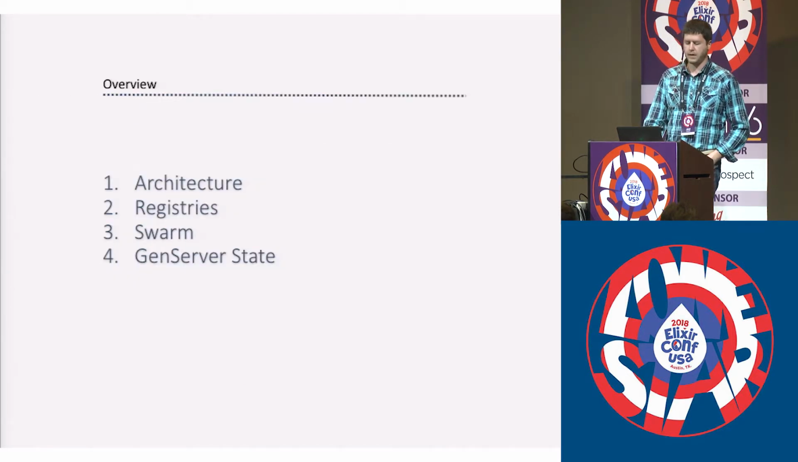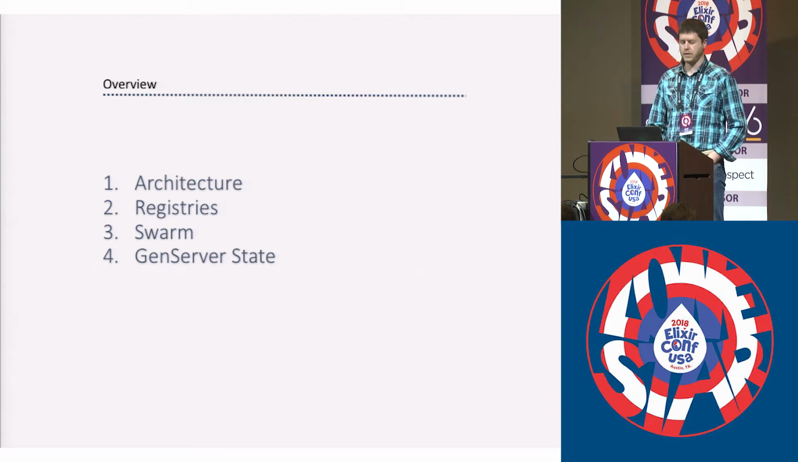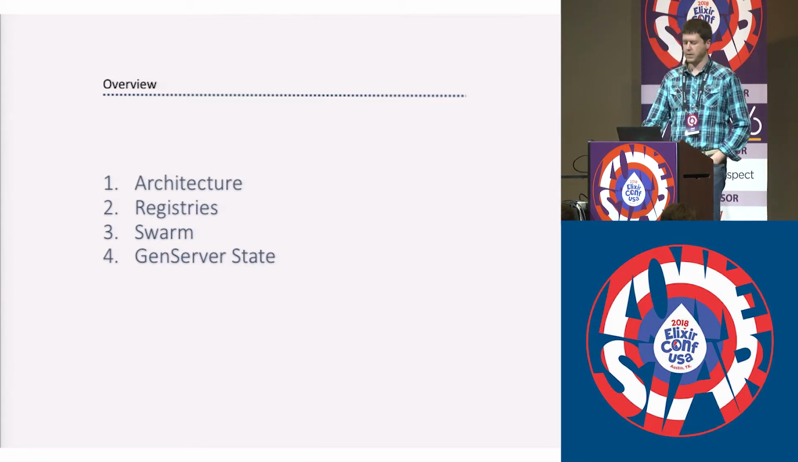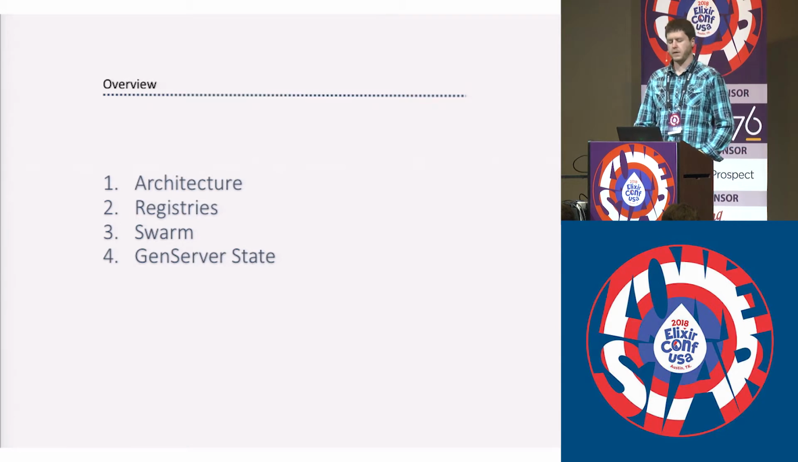So in this talk today, this is what I'm going to try to cover. Talk about architecture a little bit, the way we're used to architecting web applications, and then how we do it with Elixir. And then we'll go into registries a bit and end up with Swarm, and then talk a little bit about managing state in GenServers.